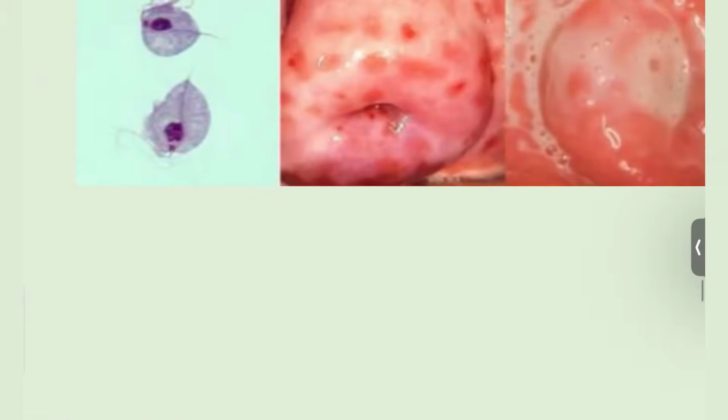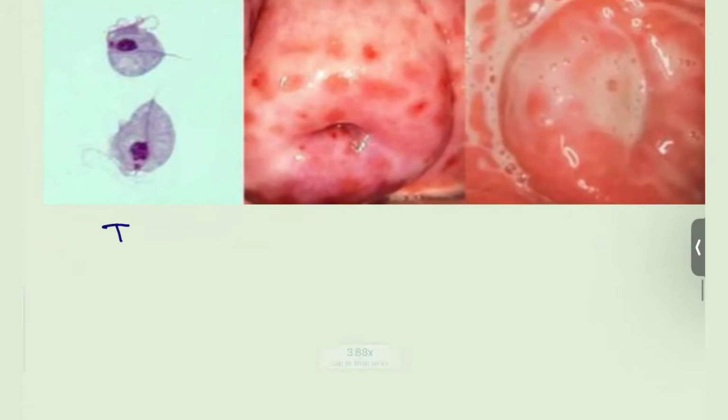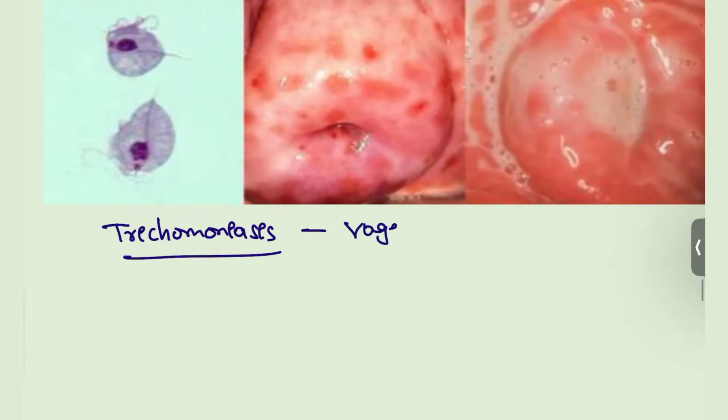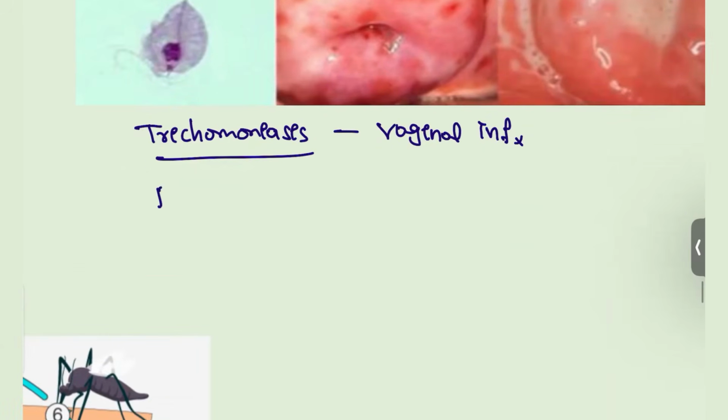Next, this is a classical picture of trichomoniasis, a vaginal infection. A question that is asked: if it is transmitted, should the partner be treated? Yes, the partner should also be treated.